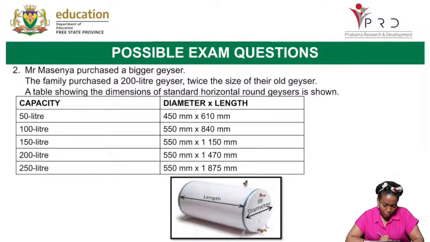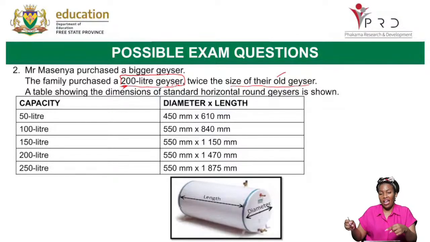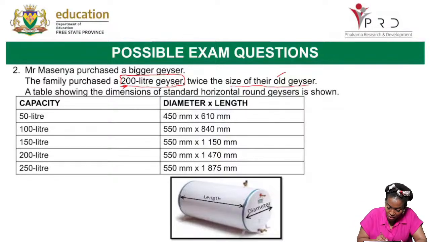Number 2. Mr. Masenya purchased a bigger geyser. It means initially he had a smaller geyser. The family purchased a 200-liter geyser. So this is the bigger geyser that he bought. That is twice the size of their old geyser. So if this is twice the size of the old geyser, what is the size of the old geyser? If the 200 is 2 times bigger than what they used to have, it means the older geyser was actually how many liters? It was 100 liters, because 2 times 100 gives you 200.